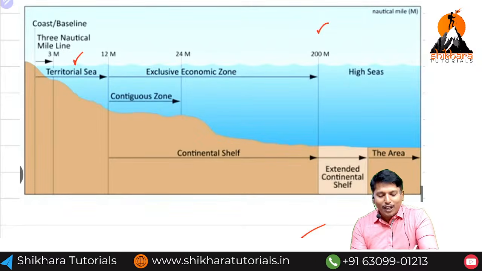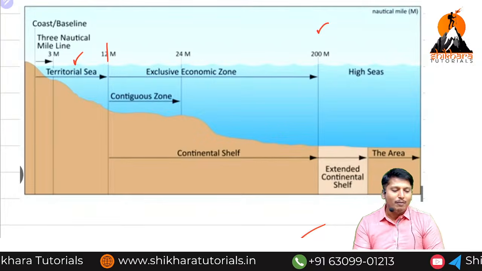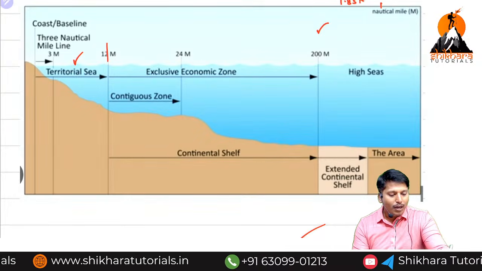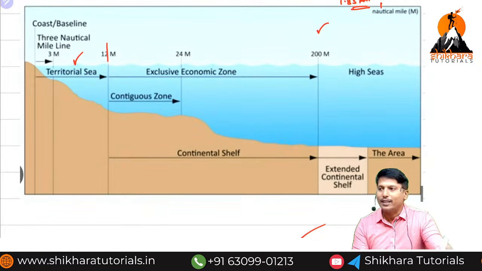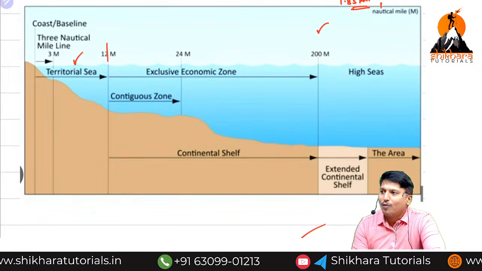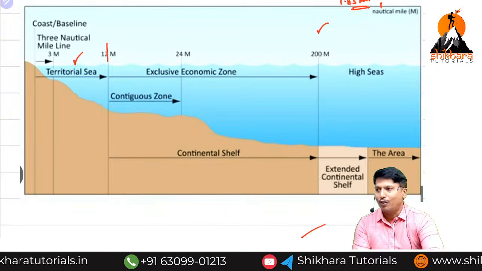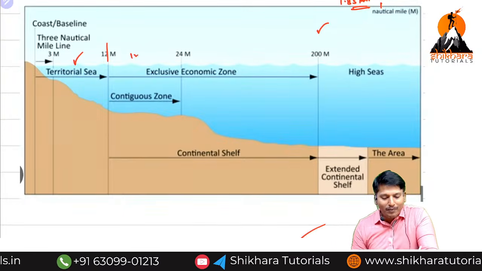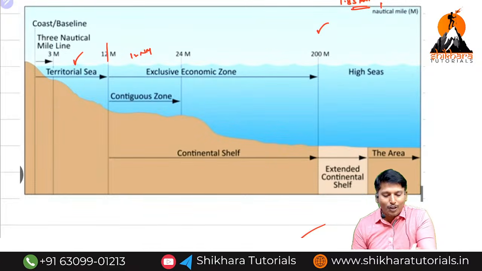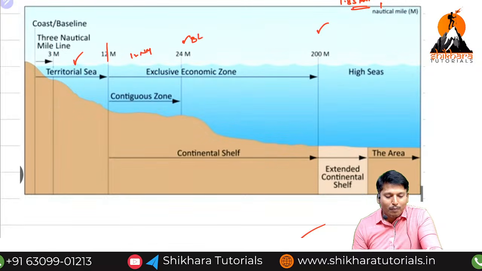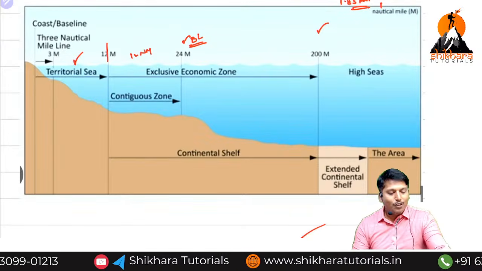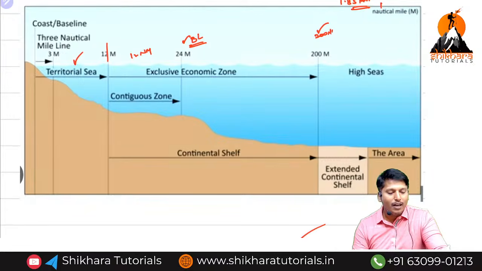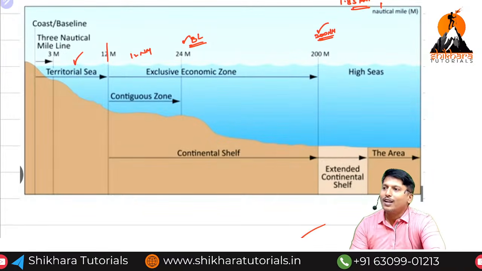So India means territory. Territorial water means 12 nautical miles from baseline. 1 nautical mile is equal to 1.85 kilometers. Contiguous zone means 12 nautical miles from territorial waters, or 24 nautical miles from baseline. Exclusive economic zone means 200 nautical miles.